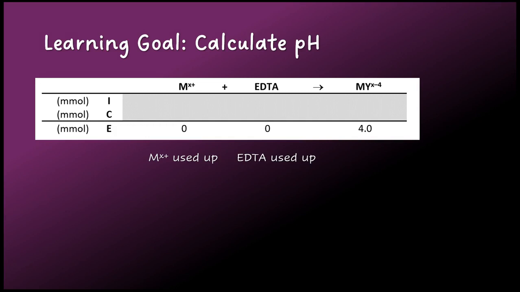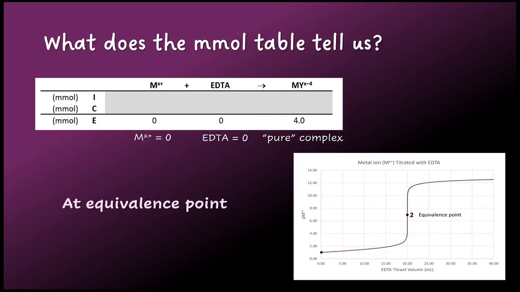In an EDTA titration, we have some volume of EDTA reacting with the metal ion, so we have to set up a millimole table. The E row of our millimole table tells us where we are on the titration curve and guides us as to how to calculate the concentration of the metal ion. In this generic millimole table, we're looking at the E row. Here we see that both the metal ion and EDTA go to 0, indicating that the reaction is stoichiometrically complete. When both the metal ion and the titrant go to 0, we are at the equivalence point. We essentially have a pure solution of the complex.